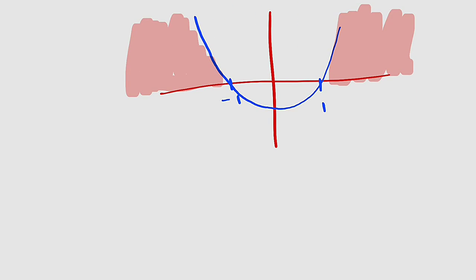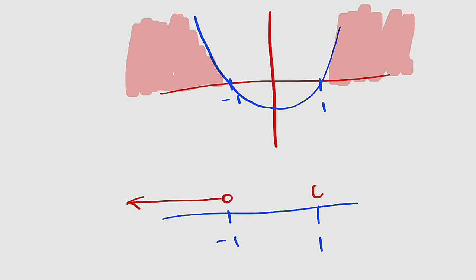So I would like to show it on a number line. This is -1, this is +1. So it means from negative infinity to -1 and from 1 to positive infinity. All right, this is the first step.